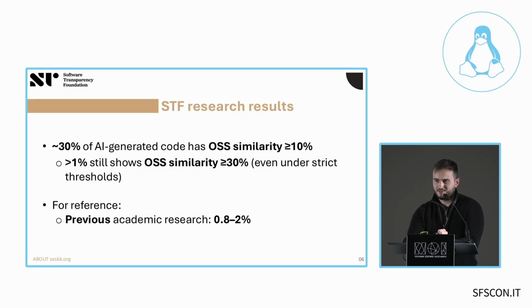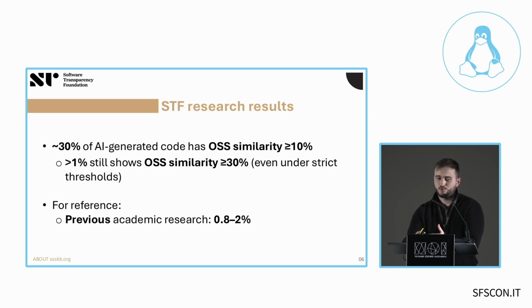The results. So let's go a little bit back. In the previous research, basically they found 0.8 to 2.2% of OSS code in LLM-generated code. And in our study, we found that 30% of AI-generated code contained at least 10% of OSS. So that's a lot. Our conclusion was that it's related to the size of a data set.